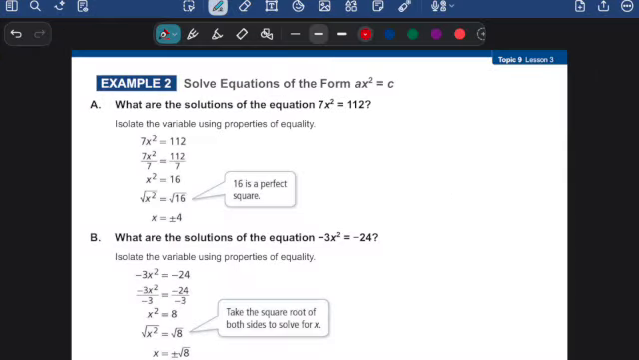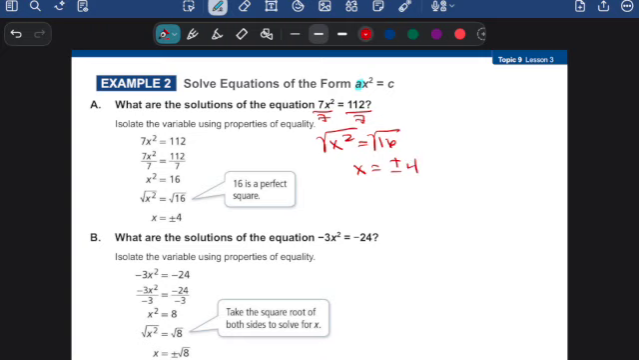Example 2, what if we have a coefficient in front of our squared term? Well, that's okay. We are just going to use opposite operations, the property of equality, and get rid of the coefficient. So we just have to divide both sides by 7, divide both sides by the coefficient, then we would have x squared equals 16, and then we can take the square root of both sides. X is going to equal, don't forget the positive and negative, square root of 16 is 4.